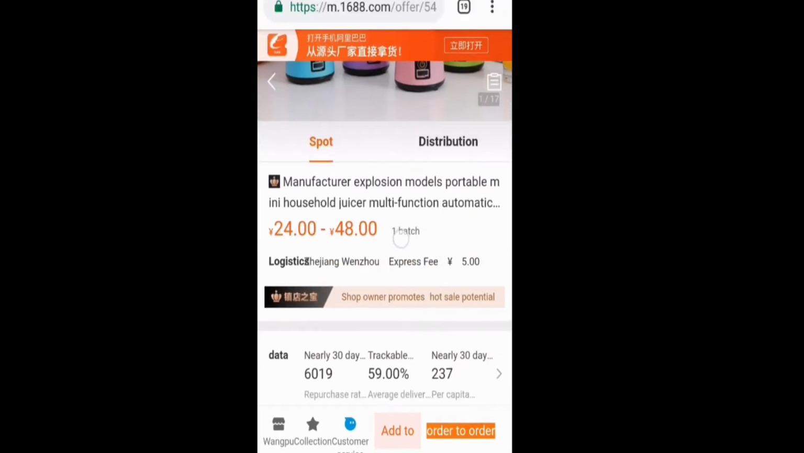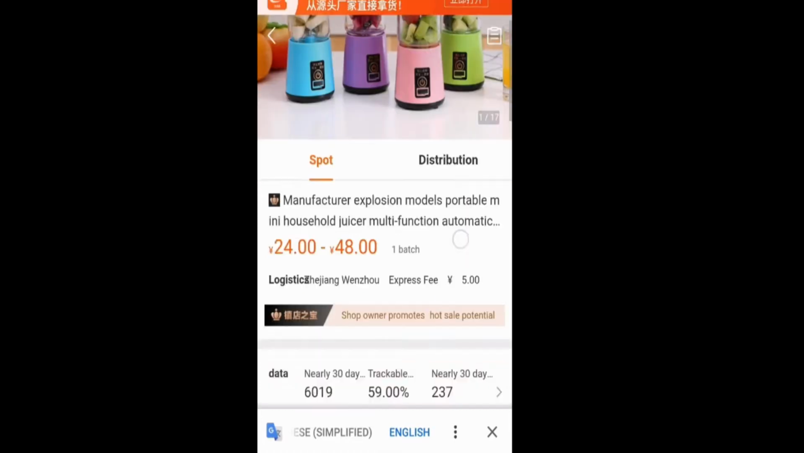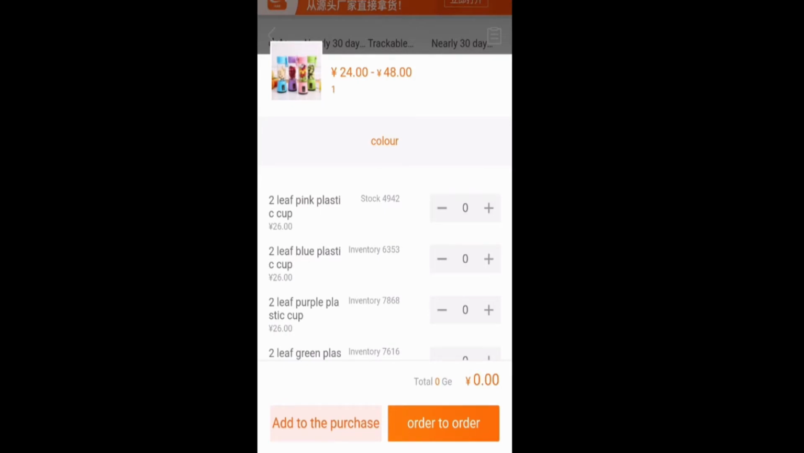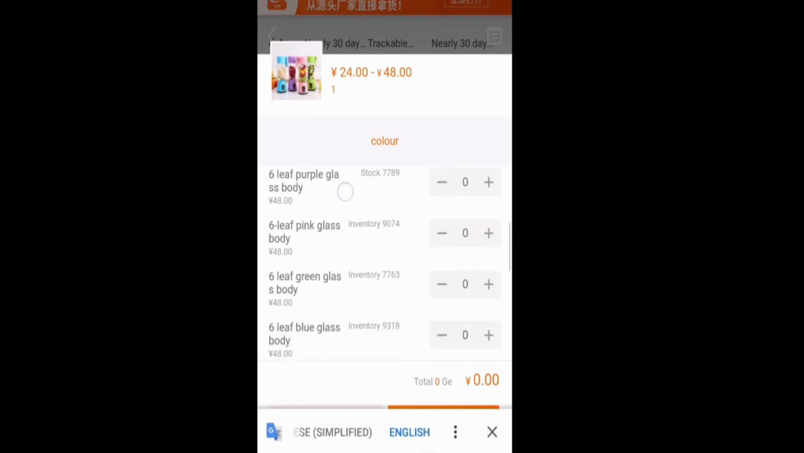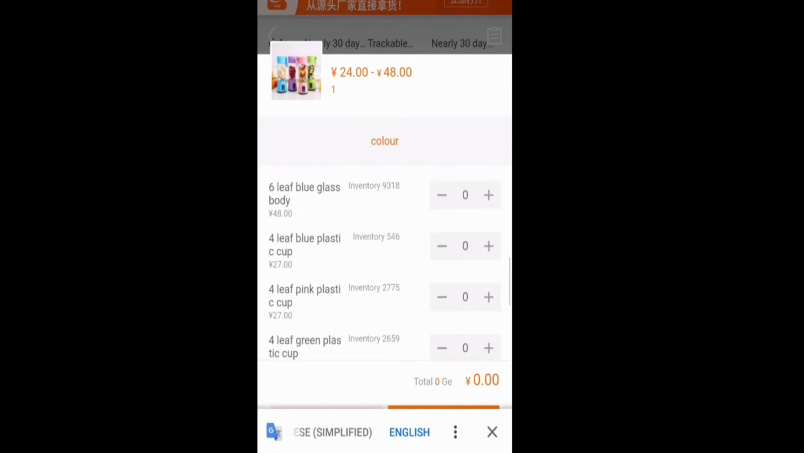So when you see an item like this, it means that particular link has different specifications. For you to understand exactly which of them you need and how much it will cost, you just go to specifications. When you go here, you understand what it's talking about. Now you see 2 leaves pink plastic cup, 2 leaf blue plastic cup. It has 2 leaves, it has 6 leaves, it has 4 leaves. Now you will see the prices.